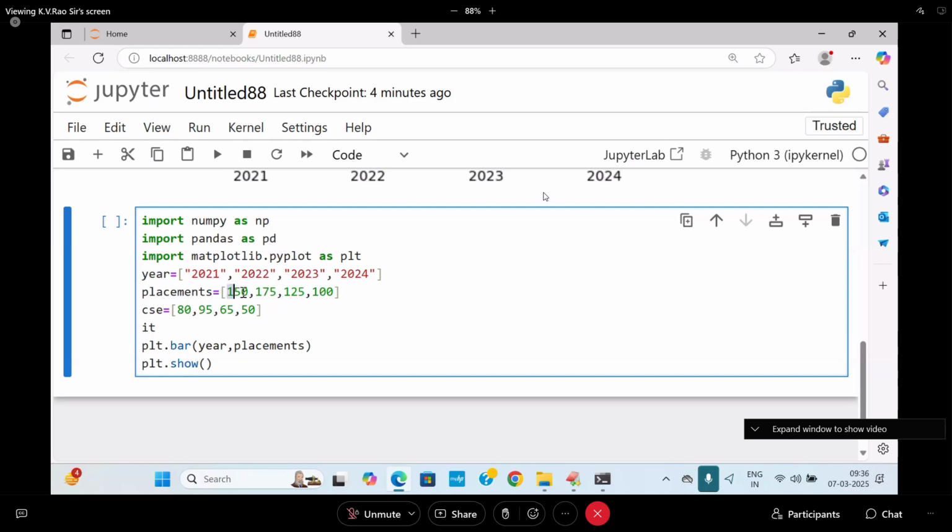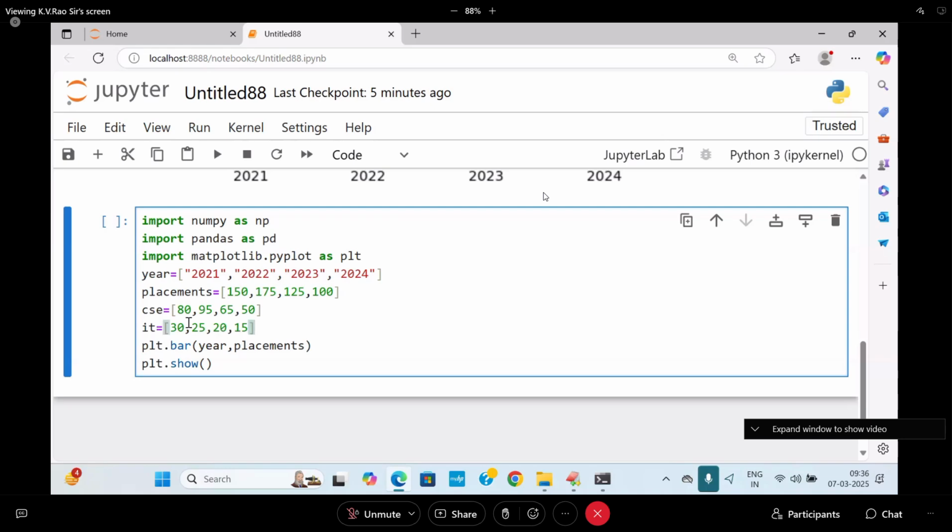In 2021 the number of placements is 150. Say 80 people from CSC and the rest from IT branch. I will take it so that the rest of them I can take it. It's not necessary to be taken equal; maybe some other branch people may be taken as well. So I will take something like 30 here, 25 here, 20 here, and 15 here. This is the data that we have.